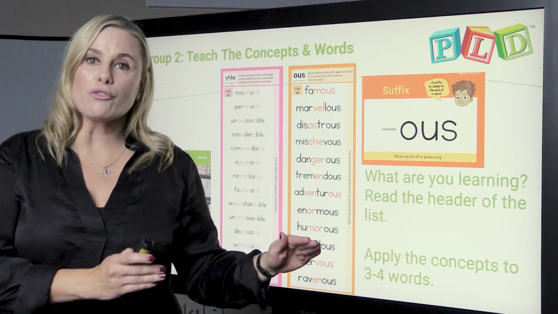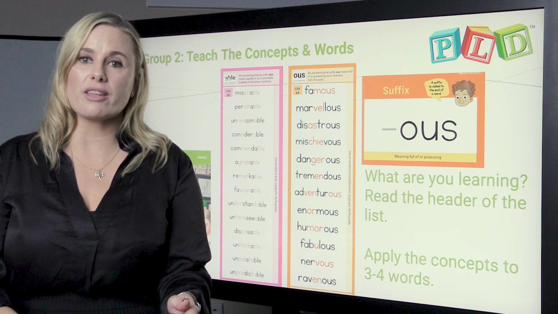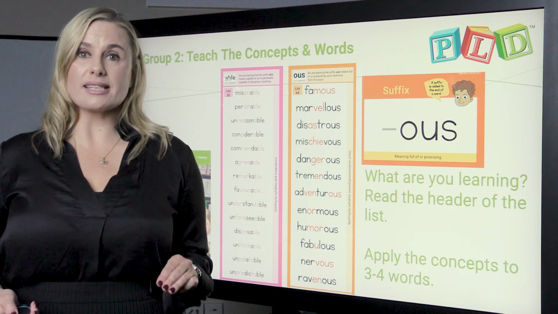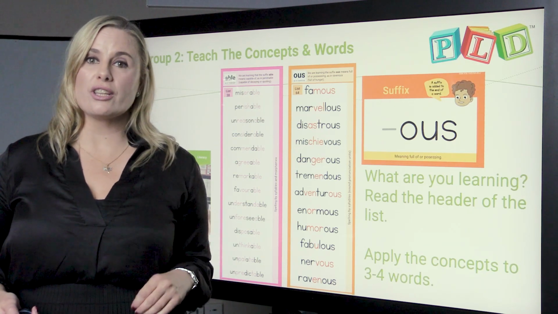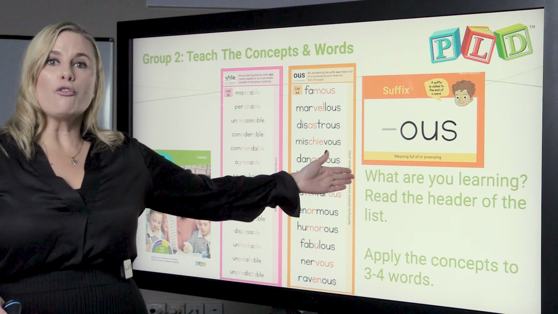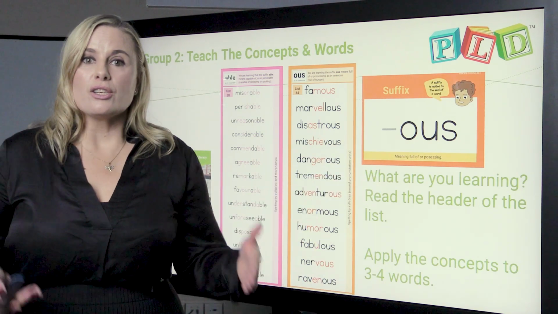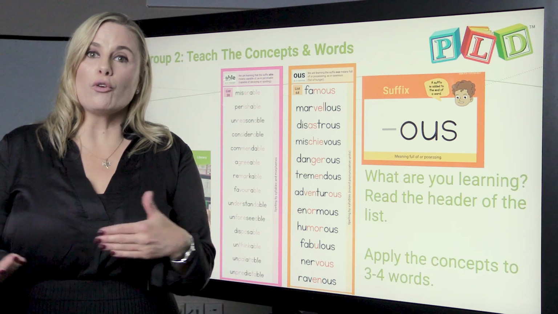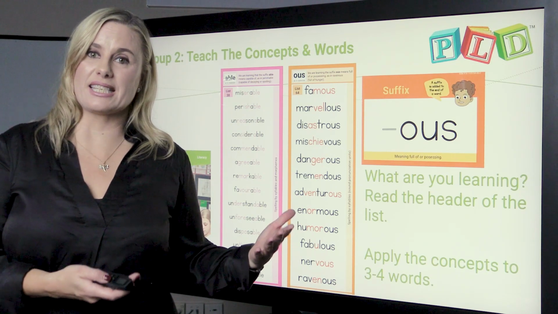Suffixes go at the end of the word, they change the meaning or how they're used. We are looking at the 3 letters O-U-S, make the sound us, the suffix us. What does it mean? Well, it means full of or possessing. So, if something is disastrous, it is full of or possessing disaster.